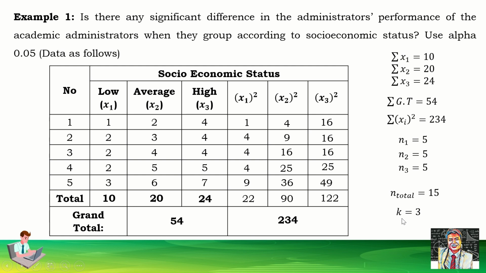The sum of each group, the grand total, the sum of all the squares, the sample size for each group, the total sample size, and the number of groups. Now, let's go through the 7 steps of computation.